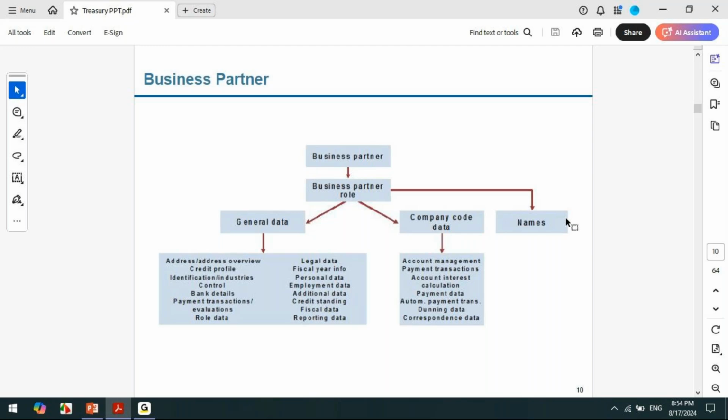So when you go to the business partner of Treasury, you may see two segments of it. One is called the general data segment and the other is the company code segment. In the company code segment, you can see there are different tabs, like the bank tab. Let me show something in the SAP system itself, because so far we have talked about many things from that.